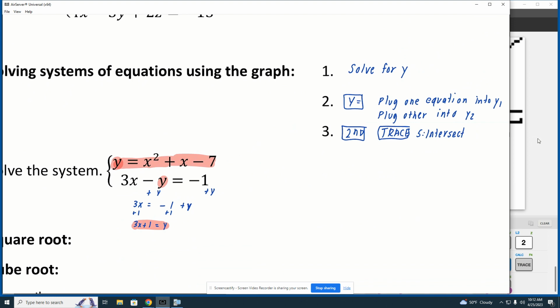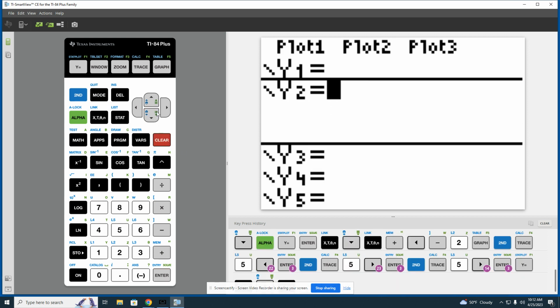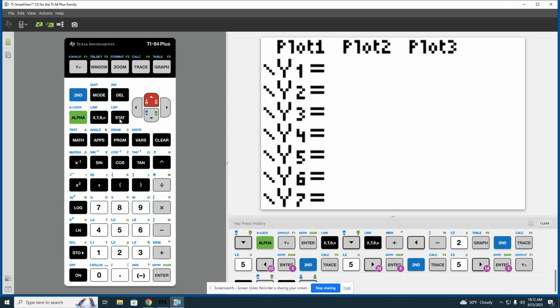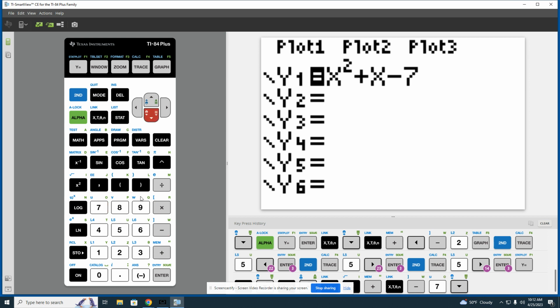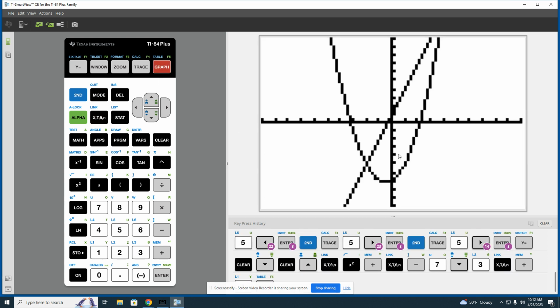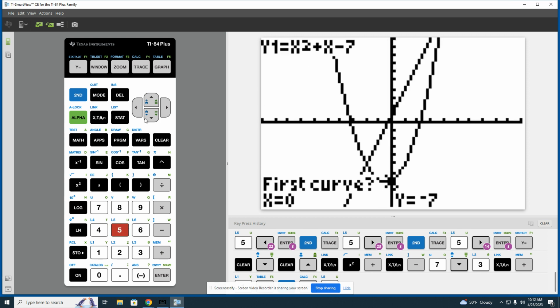Here's the difference. Watch. Ready? When I go over here and I go to y equals, I'm going to clear these out. I'm going to put one equation into y1: x squared plus x minus 7. I'm going to put the other equation into y2: 3x plus 1. I'm going to graph it. How many times do these things intersect? 1. And there's another one up here, 2. So I'm going to do second trace, number 5 intersect. I'm going to get as close to this one as I can and push enter 3 times, just like I just did.